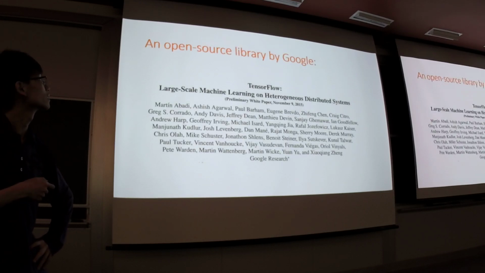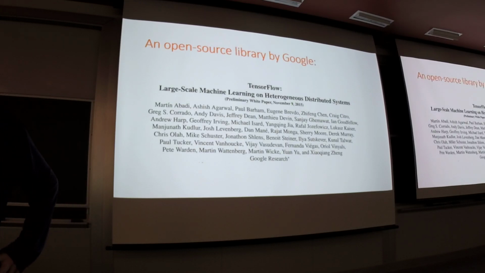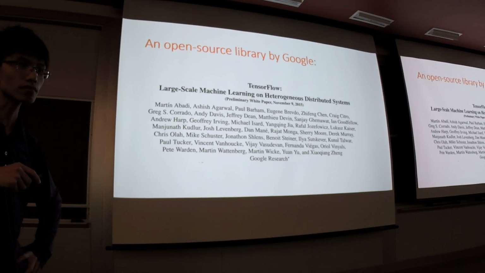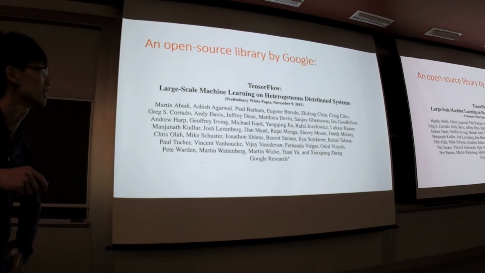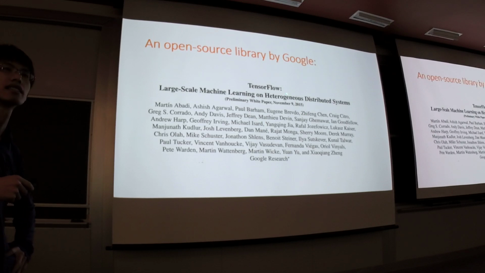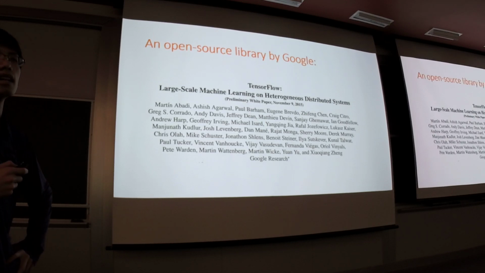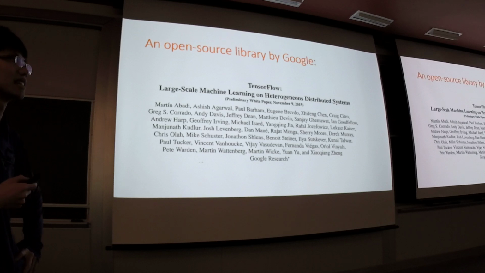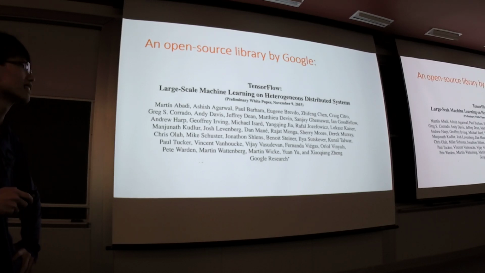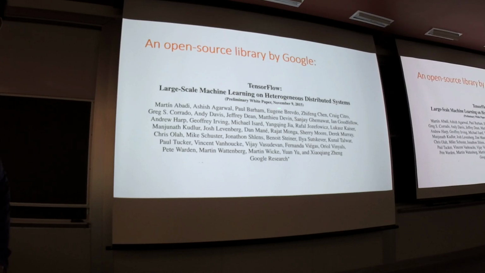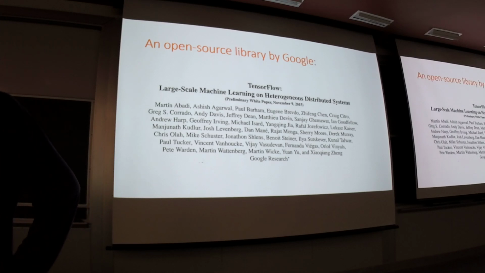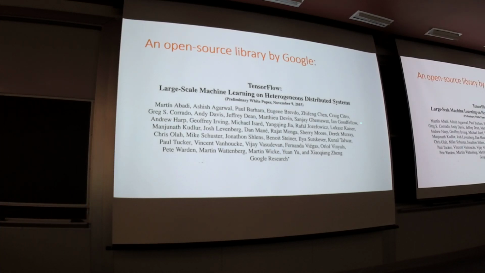TensorFlow was released by Google in just 2015, pretty new. But as you know, IT companies are developing so fast, so TensorFlow has released 13 subversions, and basically each subversion is not compatible with the previous one. So using TensorFlow is sometimes very annoying, and users of TensorFlow complain a lot about these things.